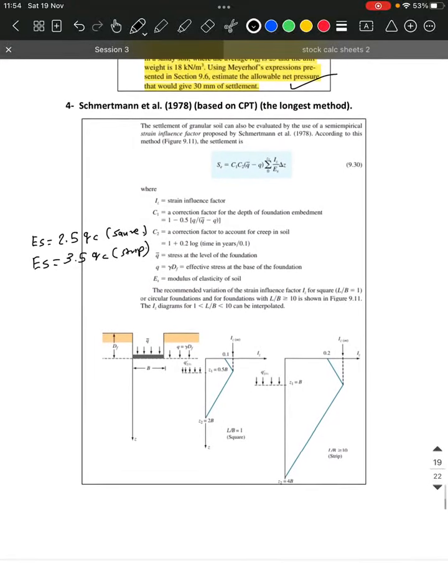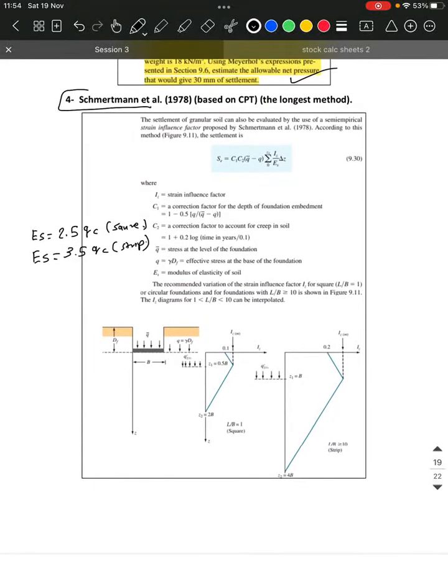Okay, today we're going to solve a question on Schmertmann's method in granular soil for settlement. We will try to solve the question using this equation, so we have to calculate each parameter. We have C1, which is the correction factor for the depth of the foundation, and C2, which is the correction factor for time. And we have to calculate the Iz over Es times delta Z.